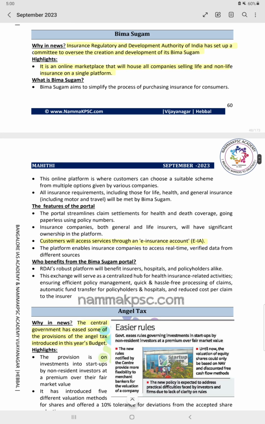Then we have Bima Sugam is in news. Insurance Regulatory and Development Authority of India has set up a committee to oversee the creation and development of Bima Sugam. What is this Bima Sugam? It is an online marketplace that will allow the companies that sell life and non-life insurance to do so on a single platform. You can call this basically the Policy Bazaar of Government of India, and the customers will access the service through an account called e-insurance account, that is EIA.